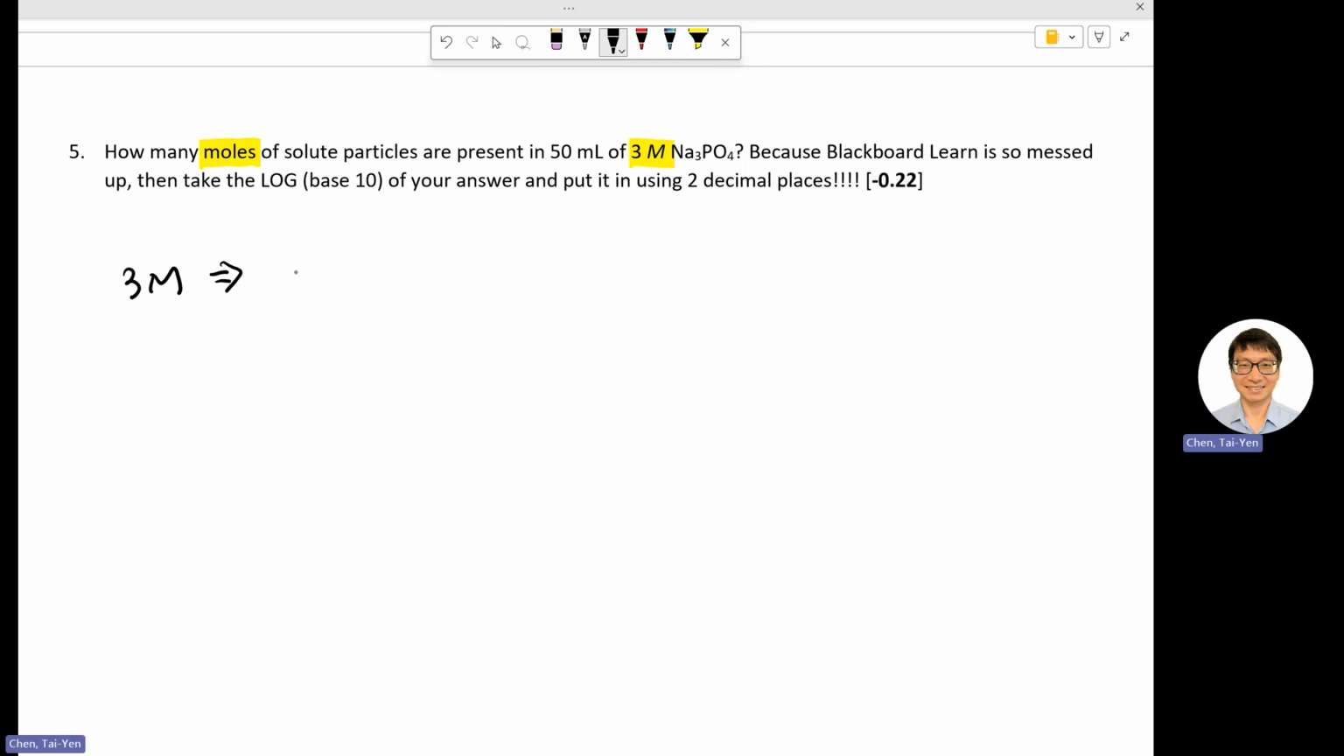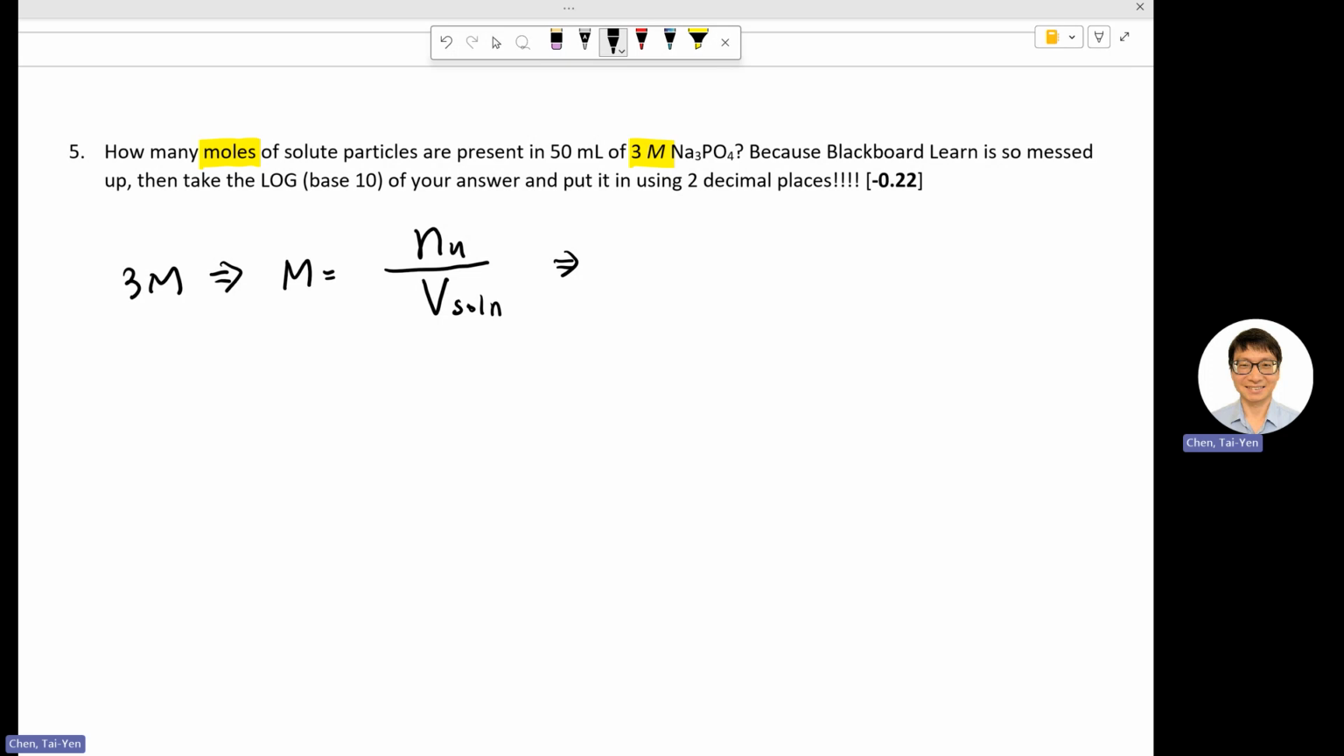From here, we should know that the definition of molarity, capital M, equals the moles of your solute divided by the volume of your solution. This is the equation that you need to memorize. Once you write it down, you start to figure out what are the things that you know.